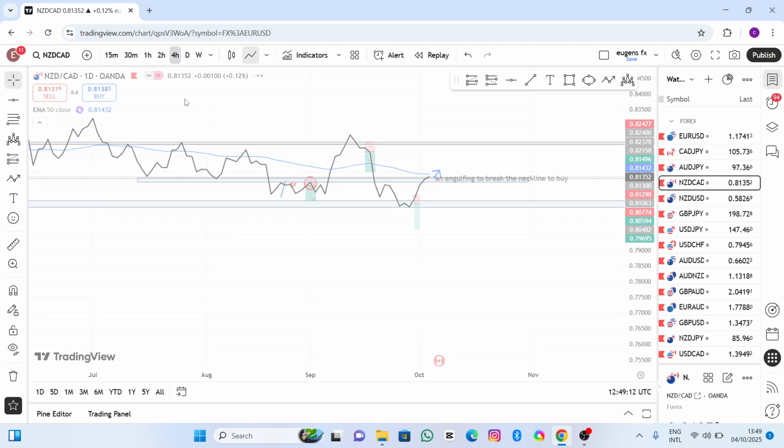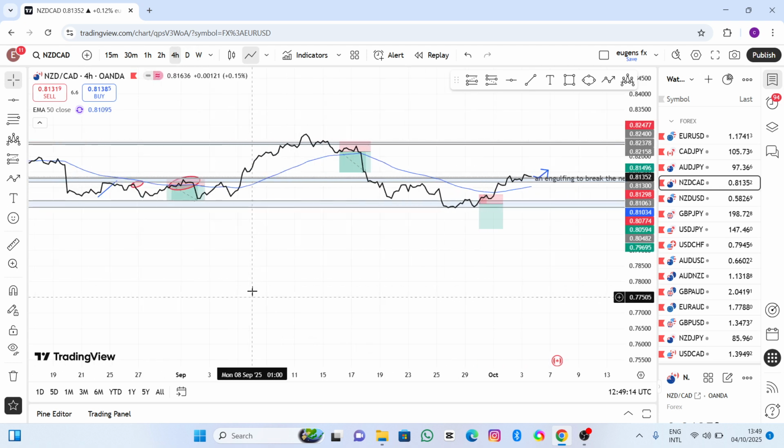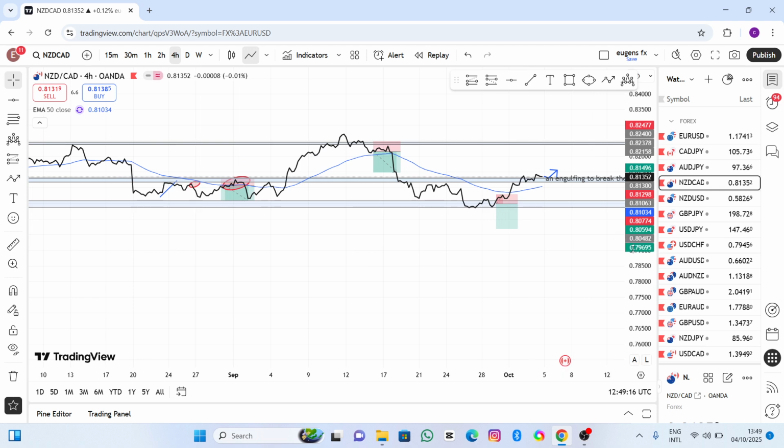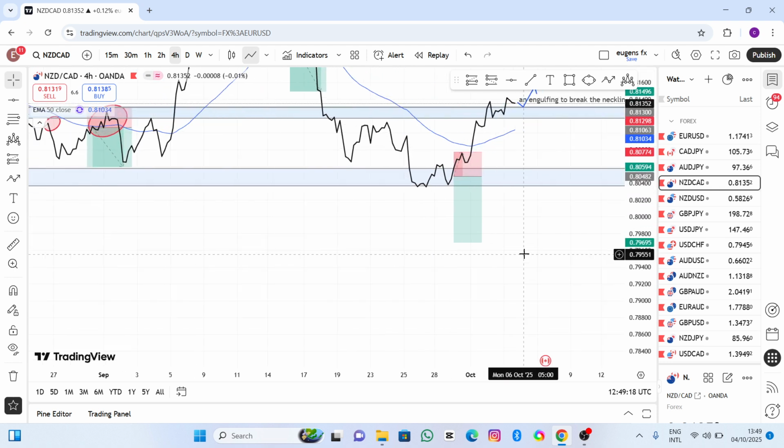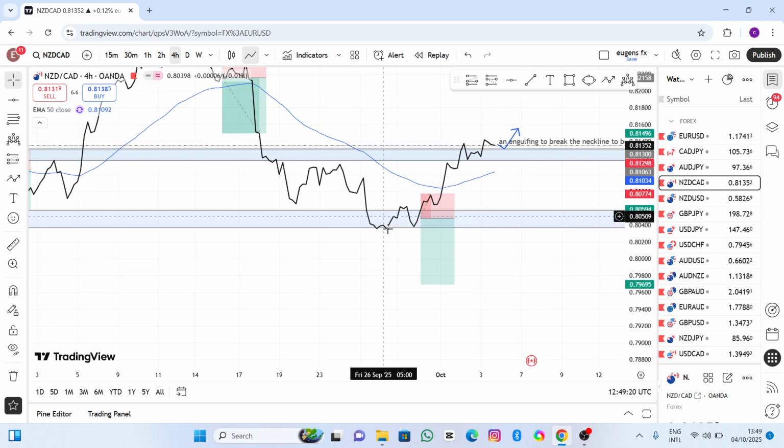So on the 4 hour, market is clearly bullish. You can see the bullish momentum, the bullish movements. Higher high, higher low, higher high, higher low, higher high, higher low. So market is actually bullish on the daily and the 4 hour, and we need 2 time frames in sync to actually identify the market is bullish or bearish. So currently now NZDCAD is bullish because we have 2 time frames in sync.